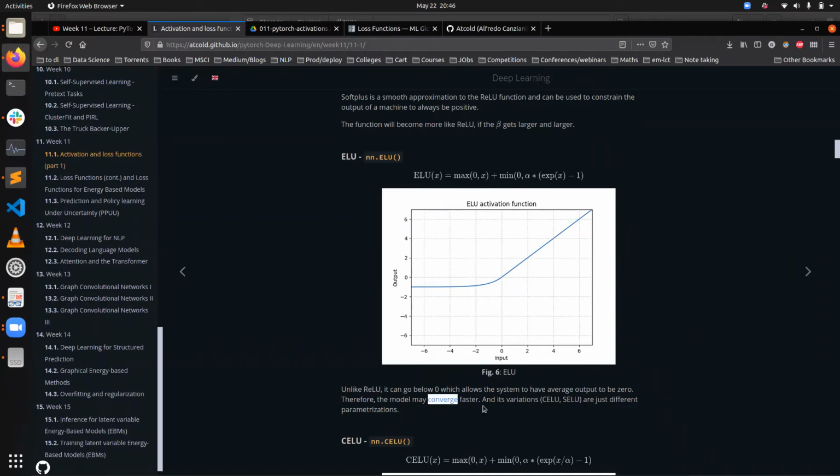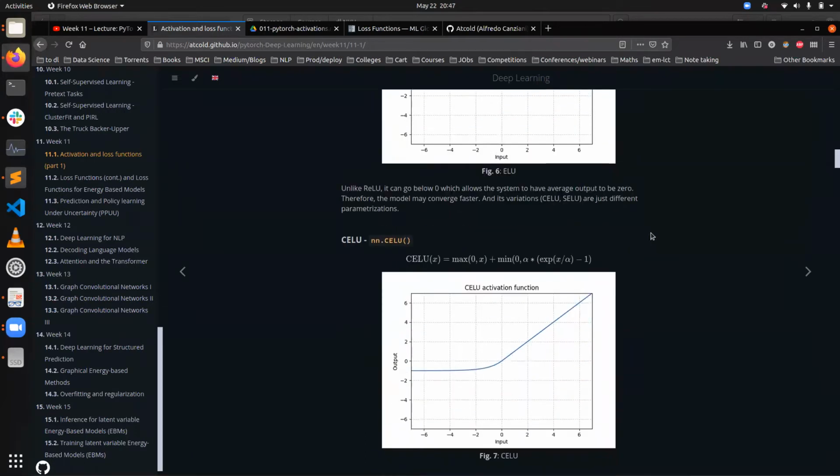So this is essentially what batch normalization also does, right? It makes your input have 0 mean. So that's the advantage. If your activation is giving both positive and negative values, it can allow the average output to be 0, which allows for faster convergence.